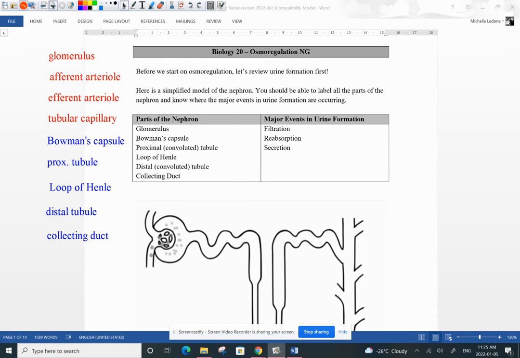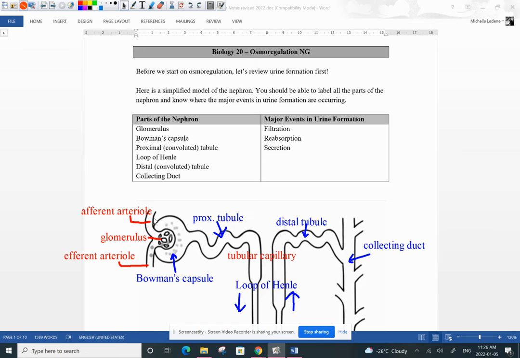Okay, so let's do this. Let's label the parts of the nephron. Now, I've got it labeled in red here. They're not actually the nephron, but it's the blood supply to and around the nephron. The parts in blue are the actual parts of the nephron, the kidney tubule itself. Okay, so you should know where all these parts are. Let's go and label them.